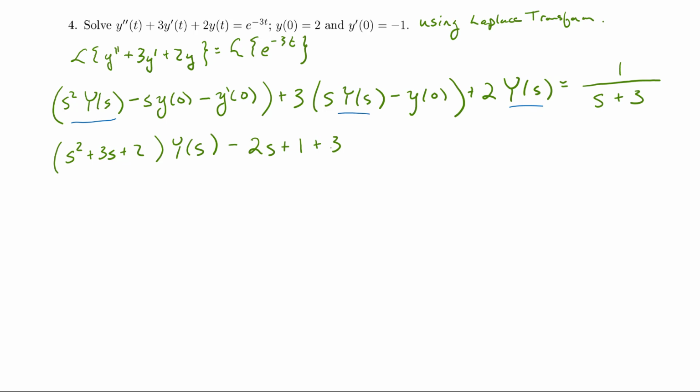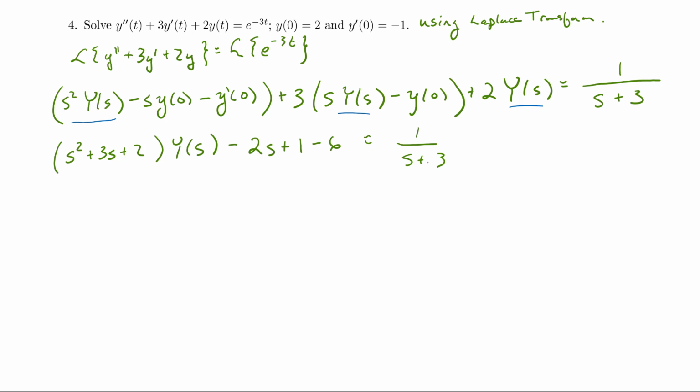Plus, well, 3 times negative y naught, so that'll be minus 6. Double check that distributive step. And then we have that's all equal to 1 over s plus 3.